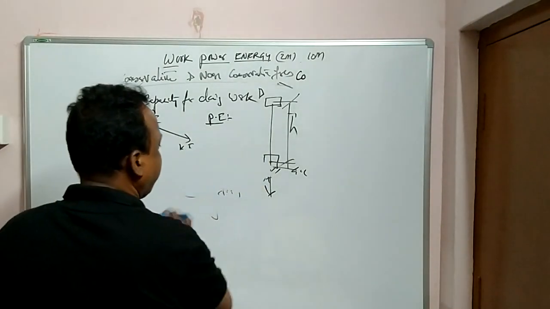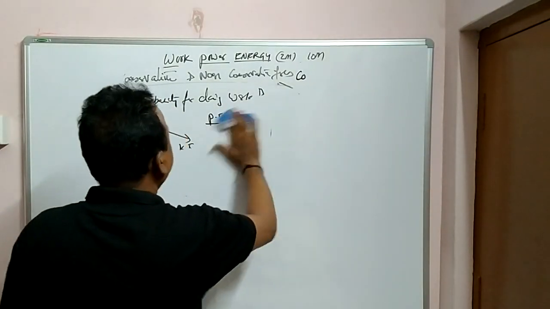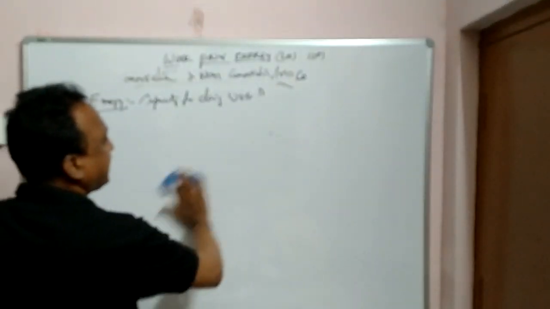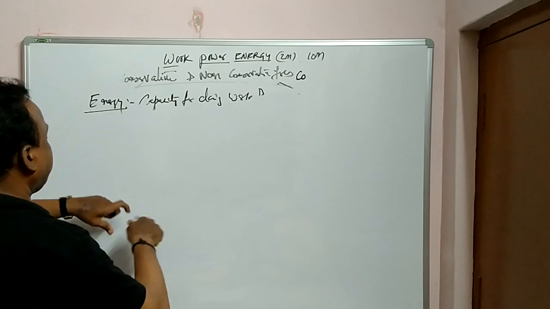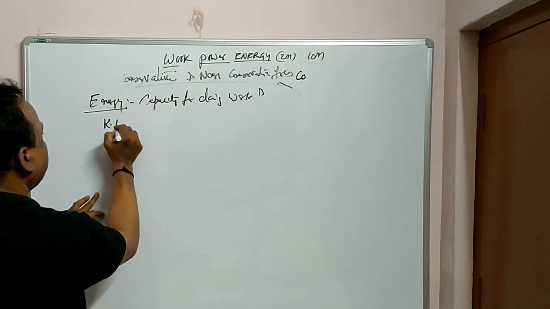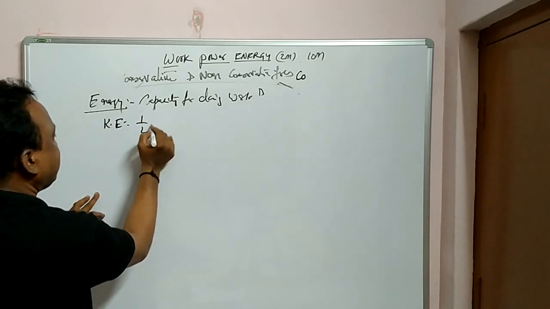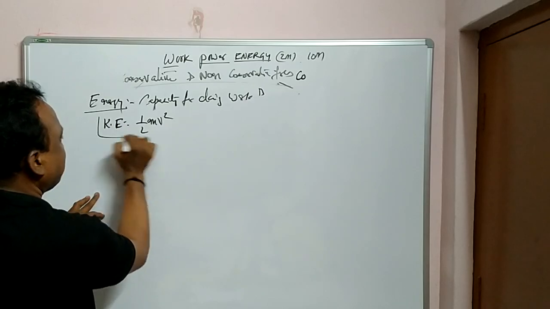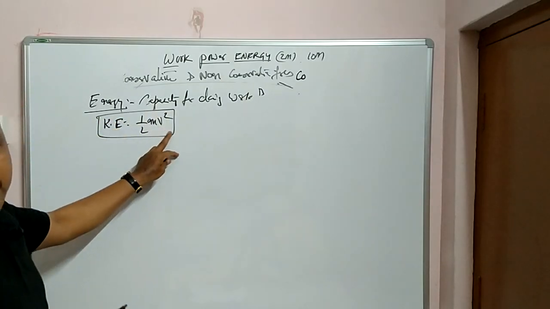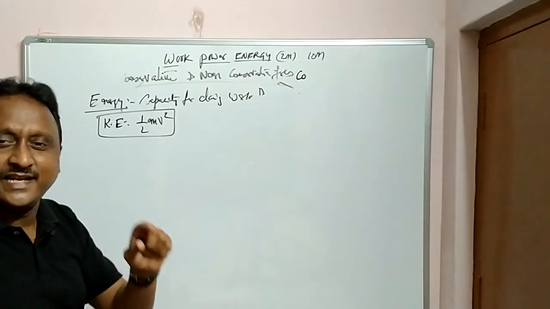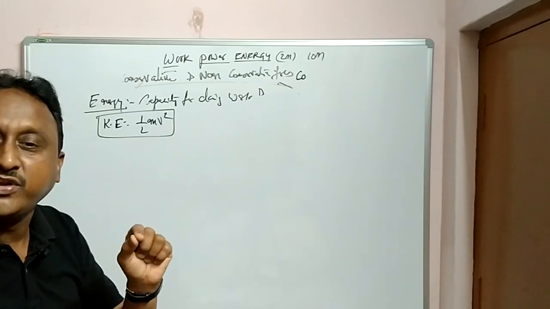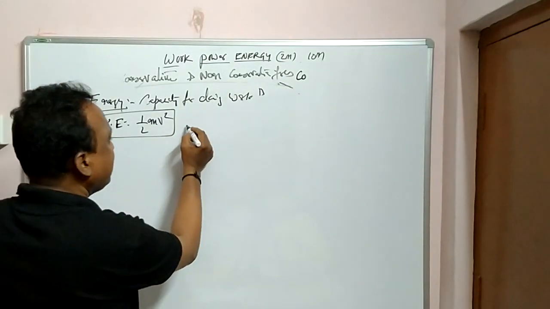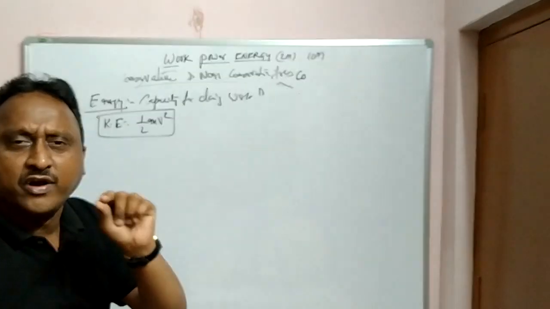Now let us go to KE, kinetic energy. Now what is kinetic energy, KE? See, second case, KE. See, generally kinetic energy equation is half mv square. m is mass of the body, v is the velocity of the body. Kinetic energy is energy possessed by the virtue of its motion. Okay, it is energy possessed by the virtue of its motion.